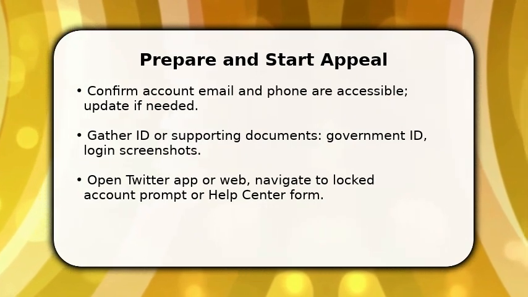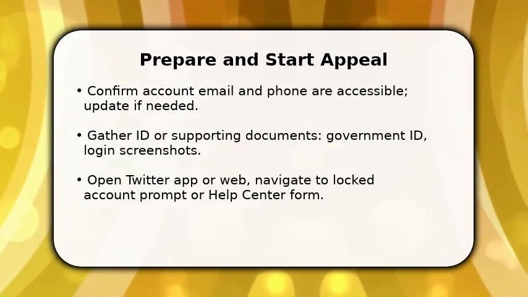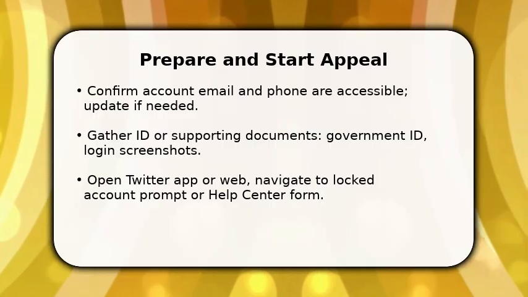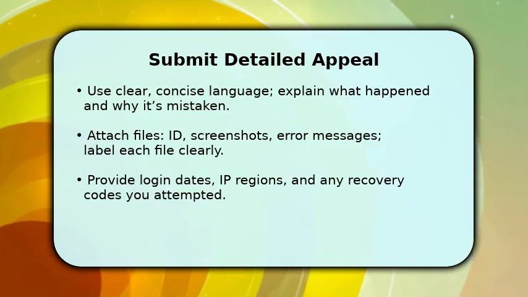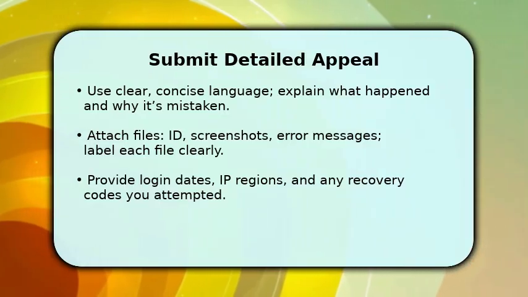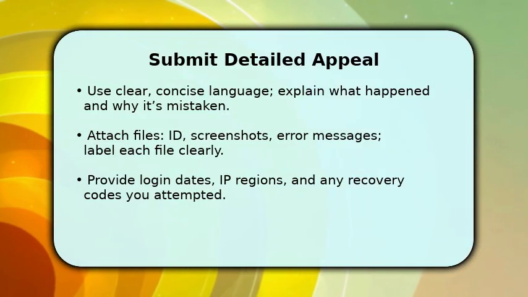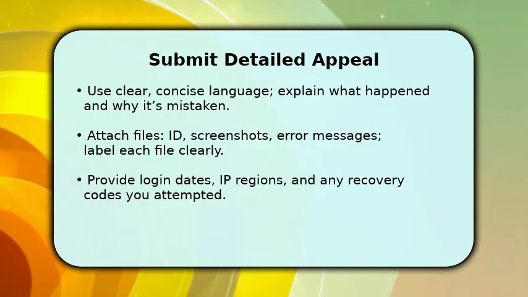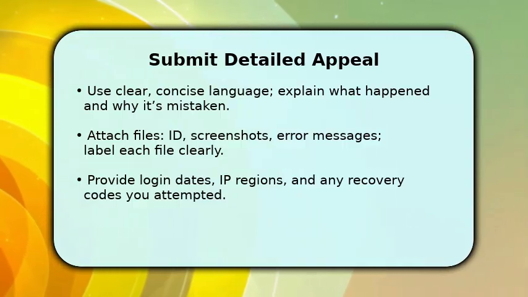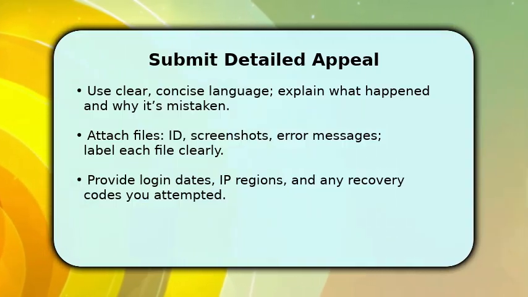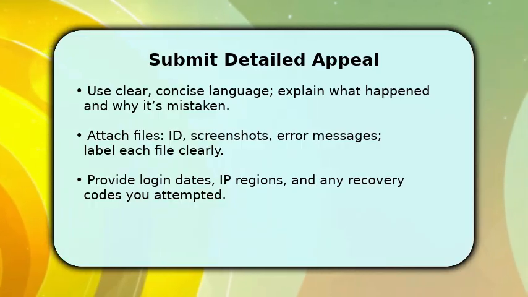Now craft the appeal. Write a brief, factual explanation of what happened and why the lock is incorrect or resolved. Make sure to attach labeled evidence, ID, login screenshots, and any error codes, so reviewers don't chase clarifications. Include context like recent login dates, approximate IP locations if known, and recovery steps you already tried. This reduces back and forth.